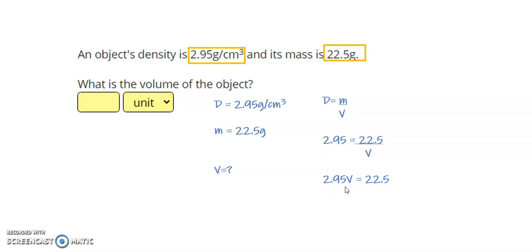Now, to get V by itself, you divide by the number it's being multiplied by. So you divide by 2.95 on both sides, and you get 22.5 divided by 2.95. That gives you 7.62 or 7.63. I pick a unit. I pick cubic centimeters because we had over here grams divided by grams per cubic centimeter. That leaves you a cubic centimeter. And you put your answer up here, 7.62 cubic centimeters.